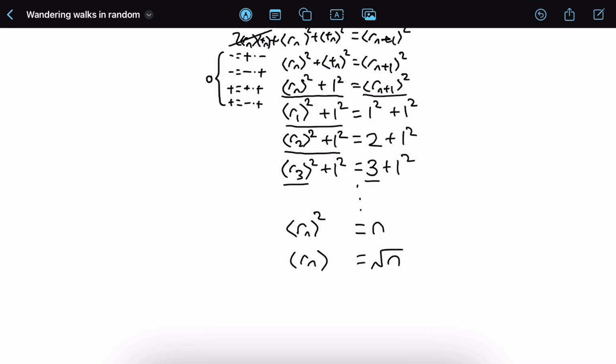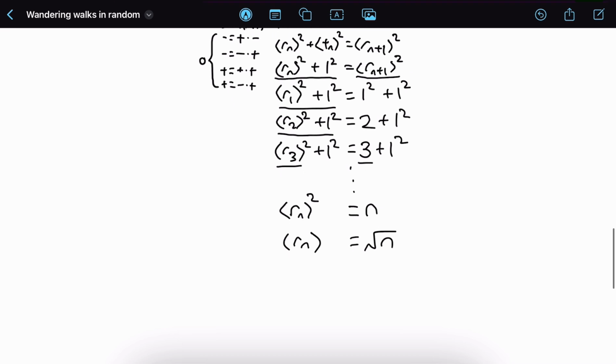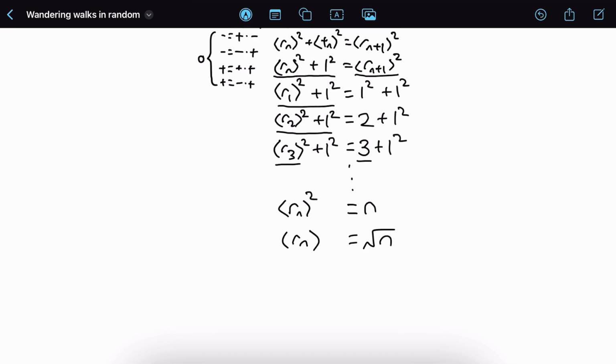What this relationship tells us is that after n steps, the expected displacement away from the origin should be about square root of n units. That means if we have taken n steps of random walk, we are expected to find ourselves square root of n units away from the origin. Or you may need to take n squared steps to reach n units away from the origin.